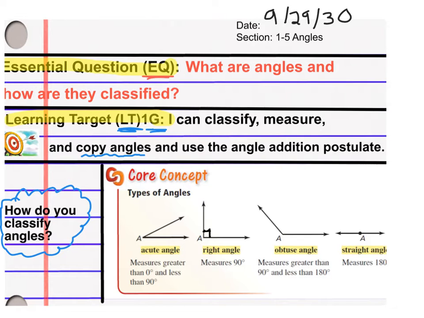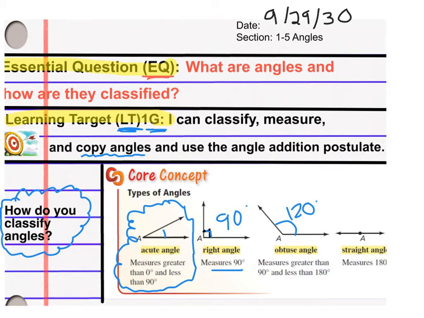Acute angle: between 0 and 90 degrees. A lot of times people think less than 90. A right angle is exactly 90 degrees, and it has that little box in the corner. An obtuse angle is more than 90, like 90.5 or 91, and less than 180, so maybe something like 120. I always remember acute angles, they're cute, they're little. A straight angle, a straight line, is exactly 180.